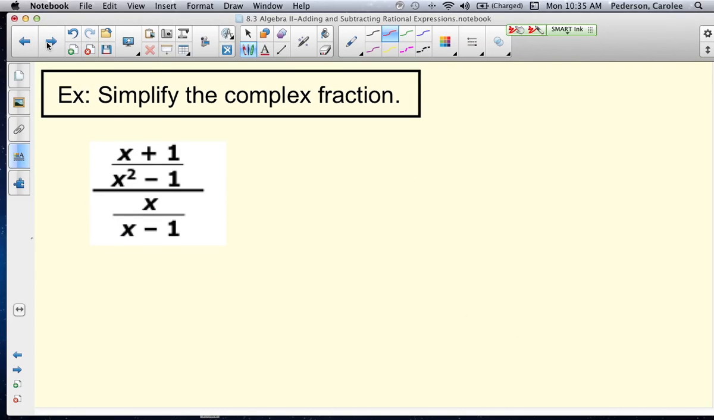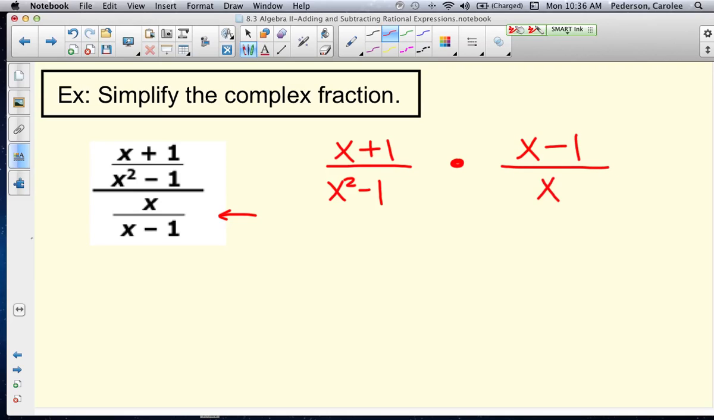All right, let's practice another one. A fraction over a fraction. So write this problem down. All right, we're going to change that division symbol to multiplication and then reciprocate that bottom fraction. So x plus 1 over x squared minus 1 stays as it is. We're going to change that to multiplication and then flip or reciprocate that bottom fraction.